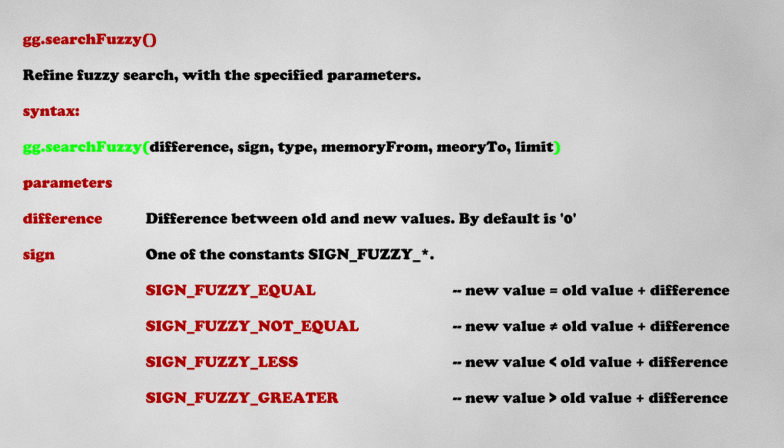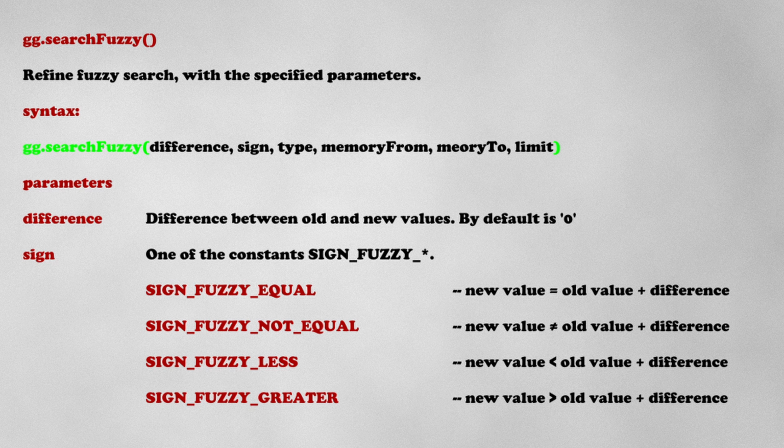Sign, one of the constants: SIGN_FUZZY_STAR, SIGN_FUZZY_EQUAL, SIGN_FUZZY_NOT_EQUAL, SIGN_FUZZY_LESS, SIGN_FUZZY_GREATER. I'm not going to explain the remaining parameters because you already know those. We already know how to search numbers, and this is also the same as that.